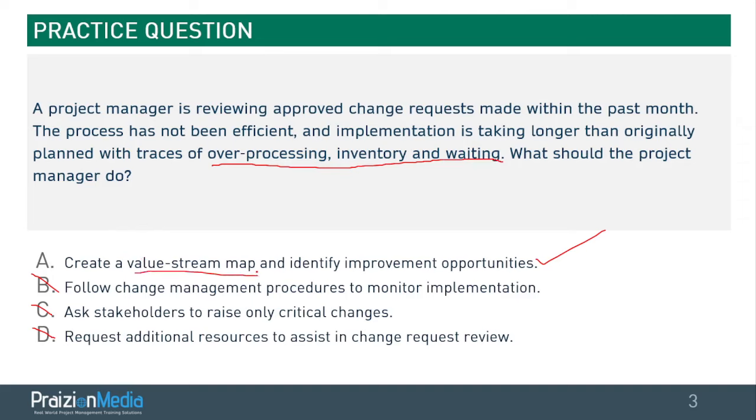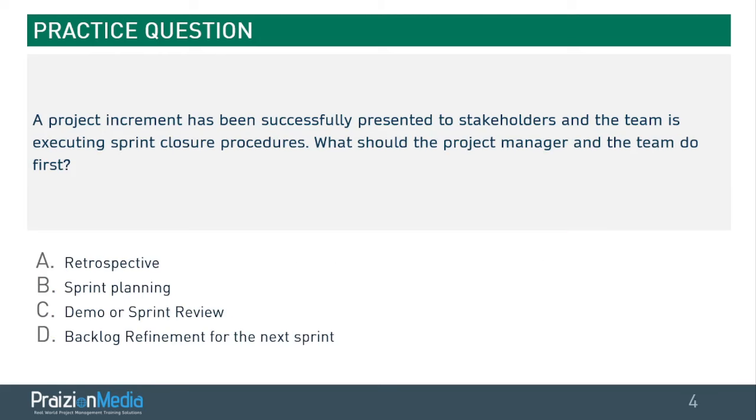You got to map out the processes. You got to look for where the waste is occurring. You got to pinpoint those areas, identify those improvement opportunities, and then if there needs to be a request for change, a revised process, then that happens. Okay, let's move on to the next one.